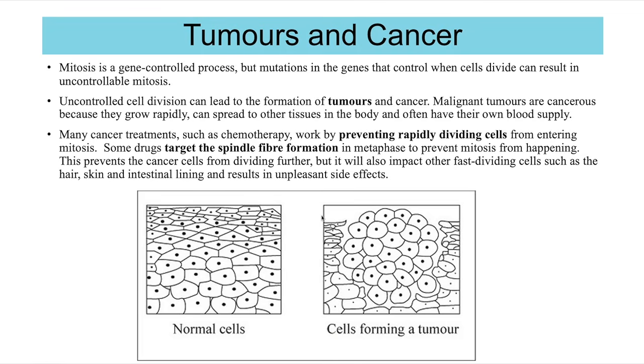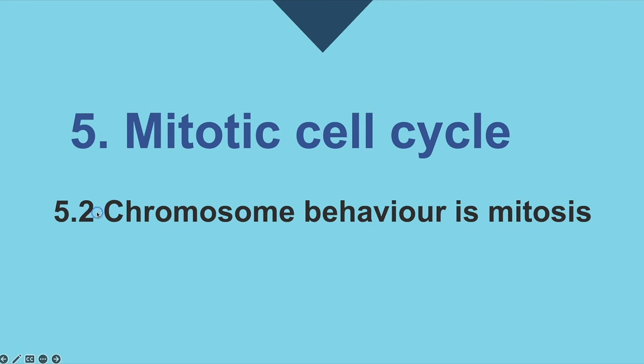The downside is, though, it doesn't just affect cancer cells. It affects any fast dividing cells. So that is cells in your body such as hair cells, skin cells, the cells lining your intestine. Those are all fast dividing cells. And this chemotherapy will therefore affect all of those. And that is why chemotherapy has so many really unpleasant and nasty side effects.